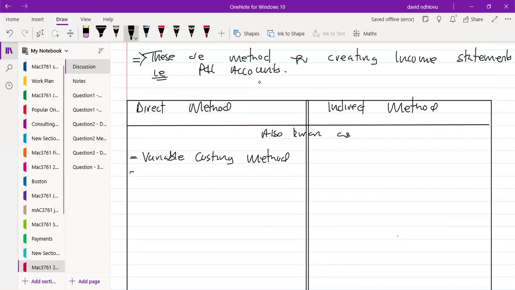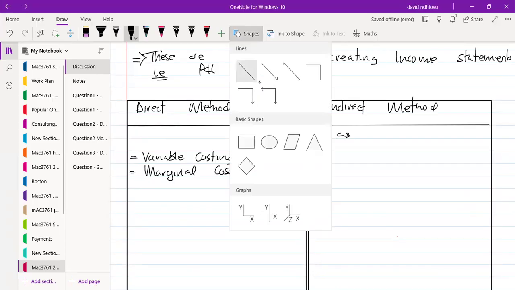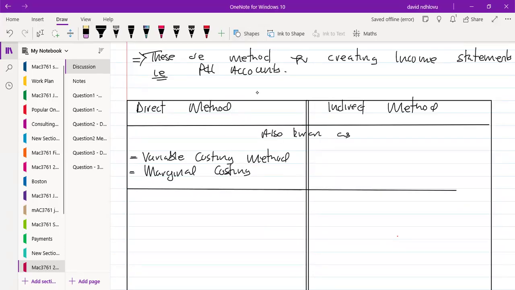It has also been called marginal costing. So these terms mean exactly the same thing. This particular method is usually also referred to as absorption costing. So again, absorption costing and the indirect method mean exactly the same thing.